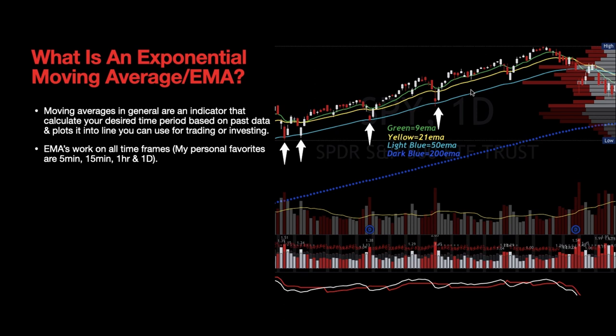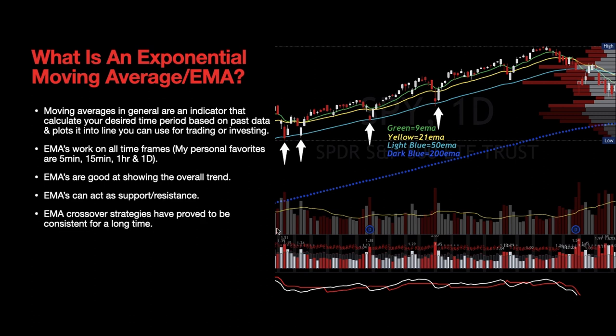So you're just learning to read trends with moving averages, and everybody else is looking at them too, including algorithms and computers, and they're programmed to buy and sell based off of them and the trend they're providing. So EMAs are good at showing the overall trend. They can also act as support or resistance, and EMA crossover strategies have proved to be consistent for a very long time. People have been using crossover strategies for years, pretty much since technical analysis was invented. Moving averages were some of the first technical indicators people used back in the day.